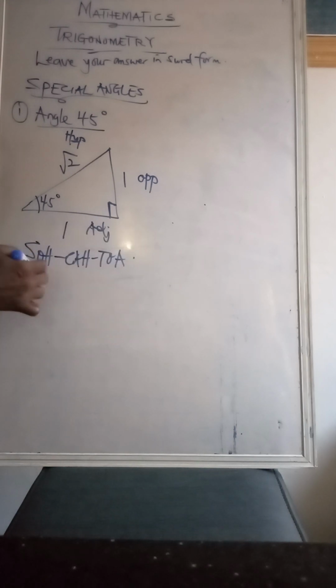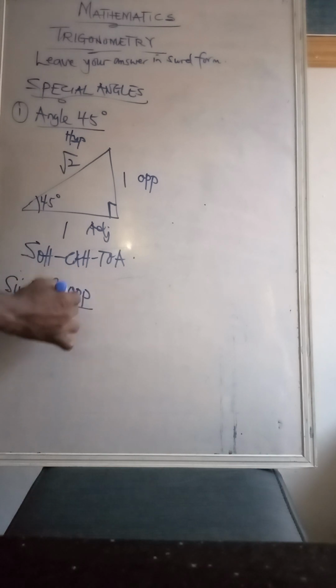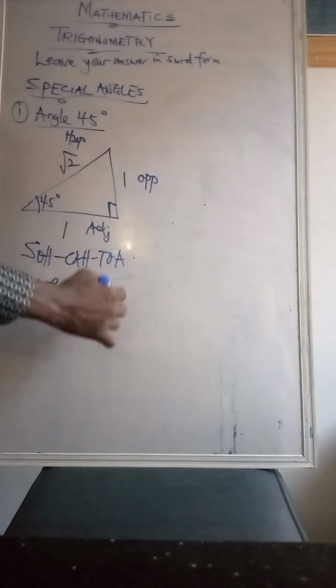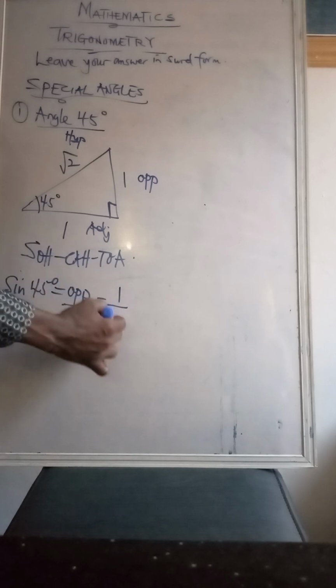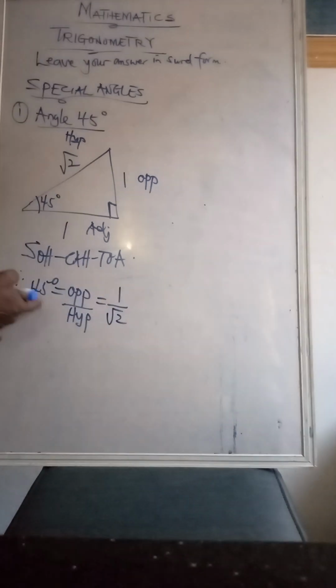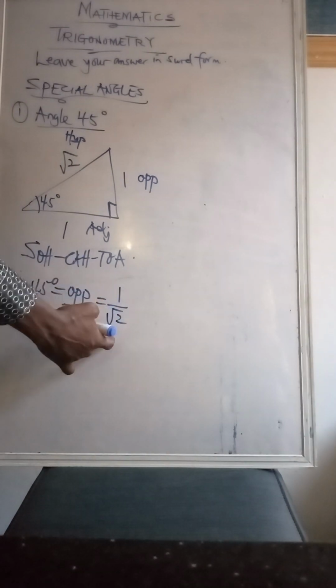the first one says sine of the angle, that's sine 45 degrees, is equal to O, that's opposite, over H, hypotenuse. So which means my opposite is what? 1, over the hypotenuse root 2. Therefore, sine 45 is 1 over root 2.